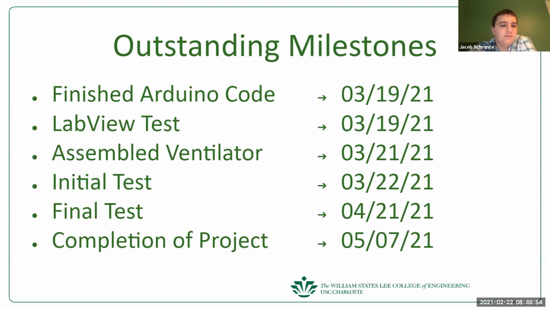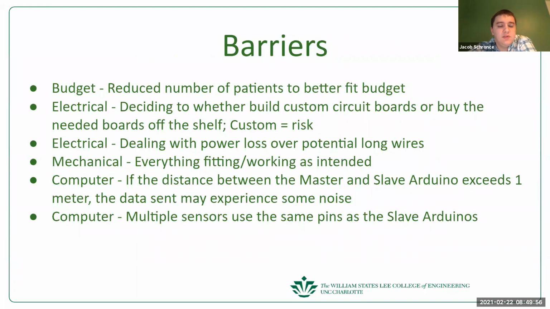Next slide. And then some of the barriers that the team may face. First off, with the budget, as we know, we reduce the number of patients just to better fit the budget and just to get that proof of concept. And then from the electrical side, it's just deciding whether to build custom circuit boards or to buy the needed ones off the shelf, like Billy mentioned earlier. And also just dealing with the power loss with potential long wires as well.